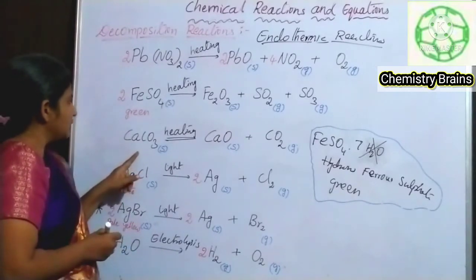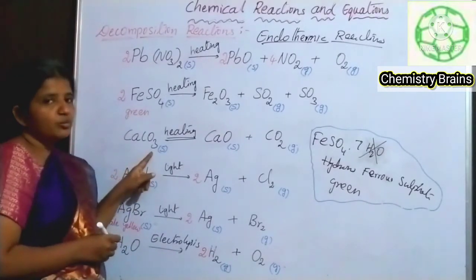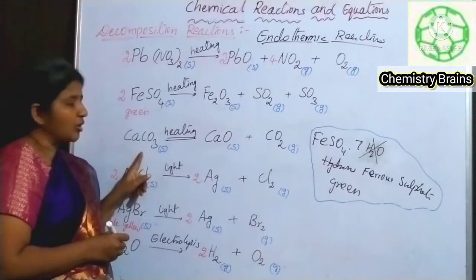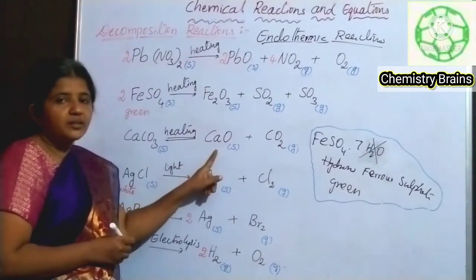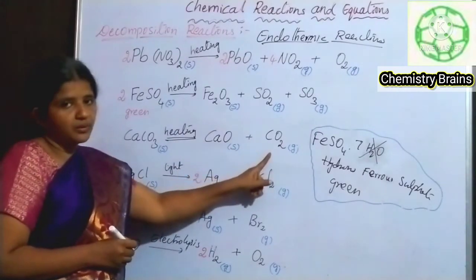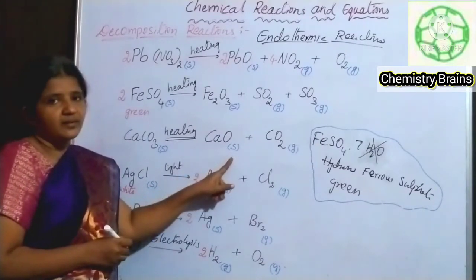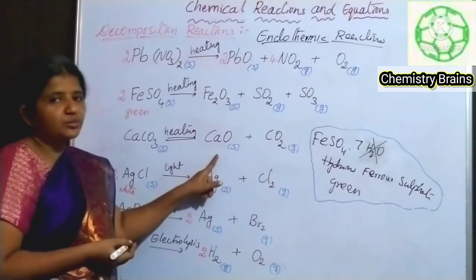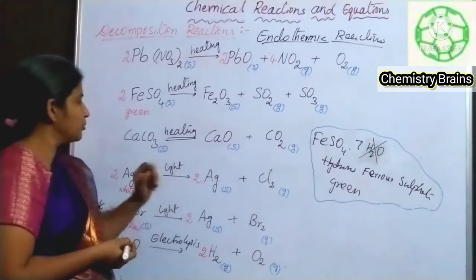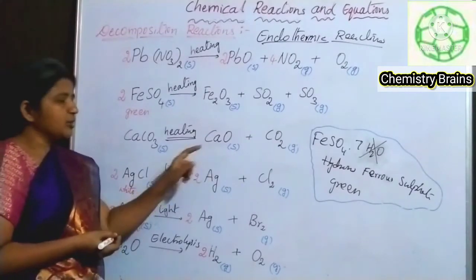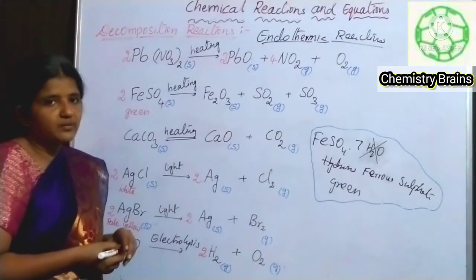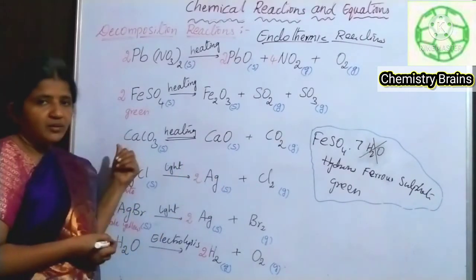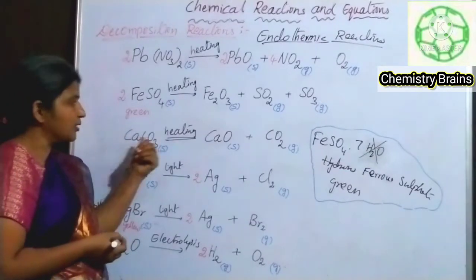Next, look at this reaction, calcium carbonate. Already we know limestone formula is CaCO3, calcium carbonate. On heating calcium carbonate, what will happen? It will be decomposed to calcium oxide and carbon dioxide. Calcium oxide is called quicklime or lime. Calcium oxide is used in the preparation of cement, remember. Lime formula is CaO, calcium oxide. It is produced from decomposition of calcium carbonate on heating.